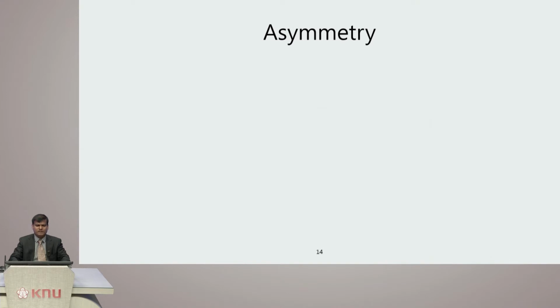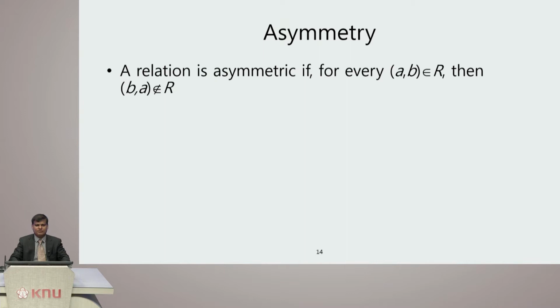Now let's look at what is asymmetry. A relation is asymmetric if for every (A, B) which is an element of R, then (B, A) is not an element of R. Looks like almost just the opposite of symmetry.